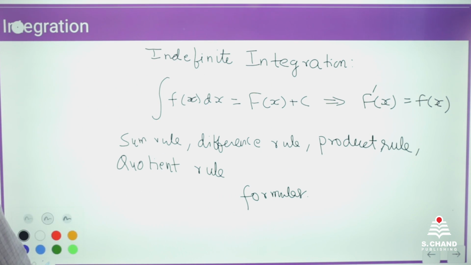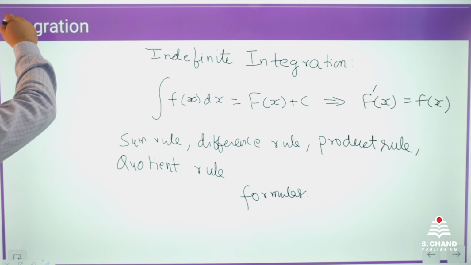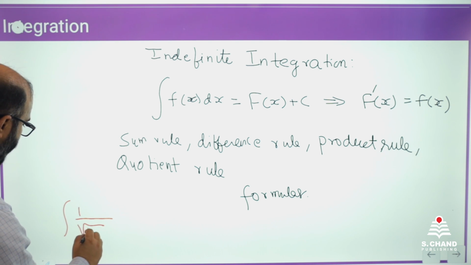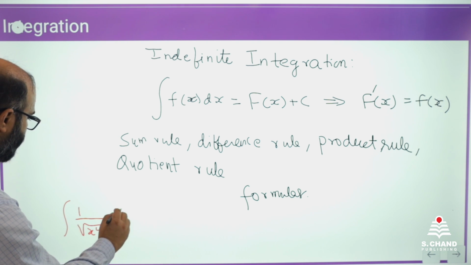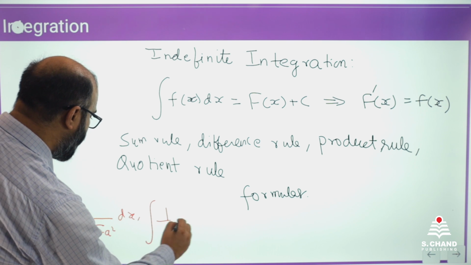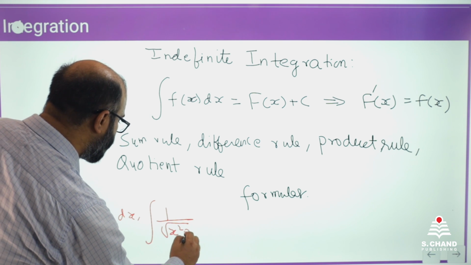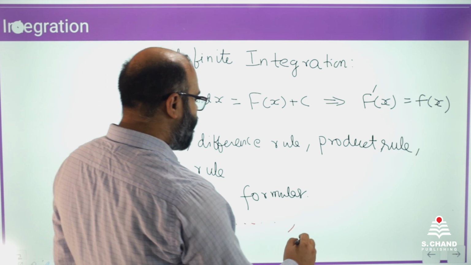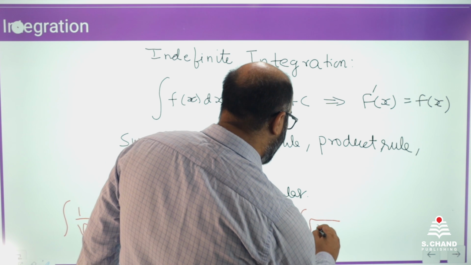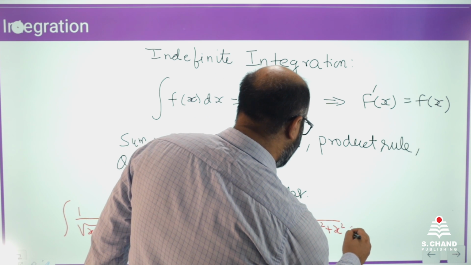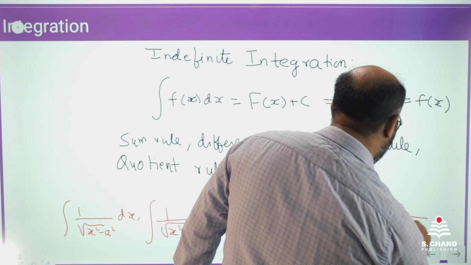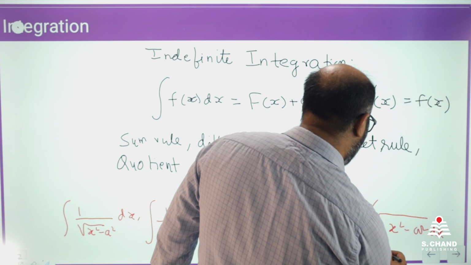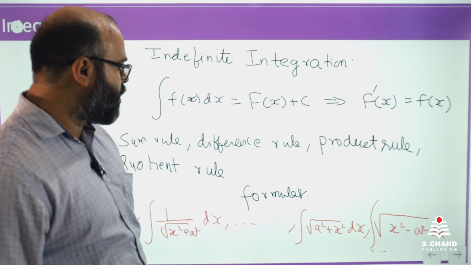We can't go through all of them right now, but I can give you an idea. We have the formula for the integral of 1 by root over x square minus a square dx. Then we have the integral of 1 by root over x square plus a square dx. Similarly, the list goes on. We also have formulas like the integral of root over a square plus x square dx and the integral of root over x square minus a square dx. This list also goes on. So all these integral formulas you have to remember.